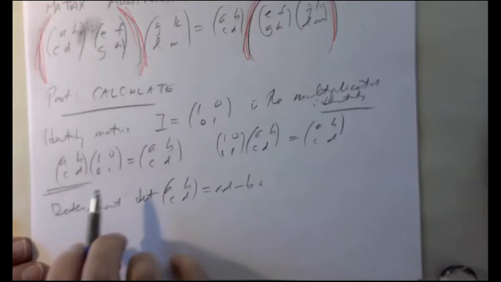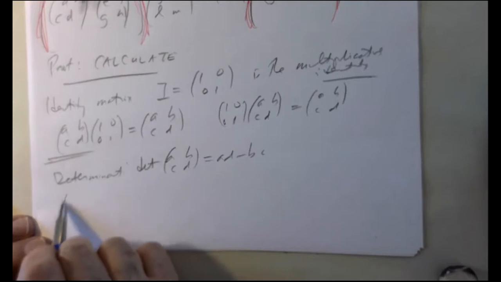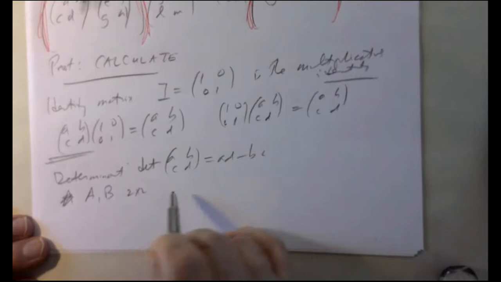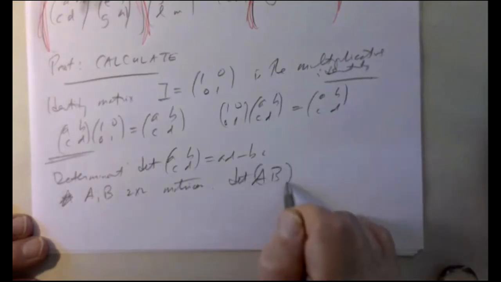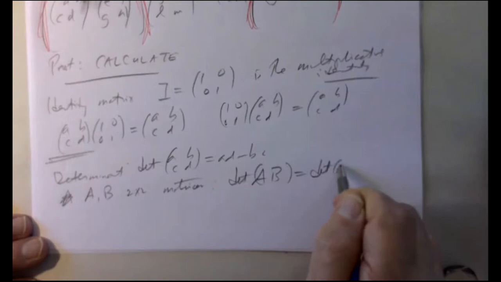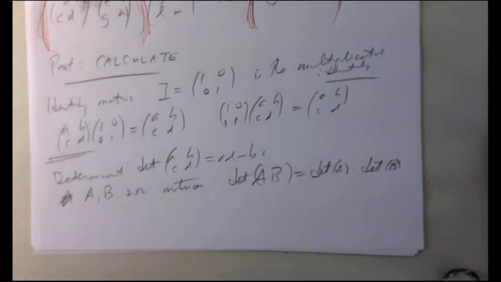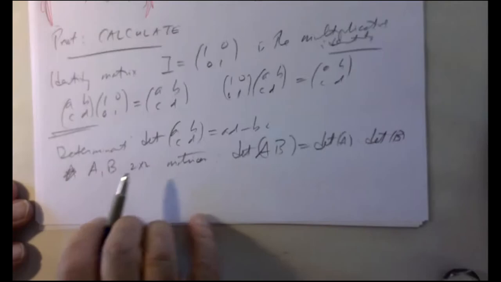And a very important fact about the determinant is if you have two matrices, A and B, 2 by 2 matrices, when you multiply them, you get a 2 by 2 matrix. And the determinant of the product is the product of the determinants. Again, this is a calculation. Maybe I'll do it just for fun.